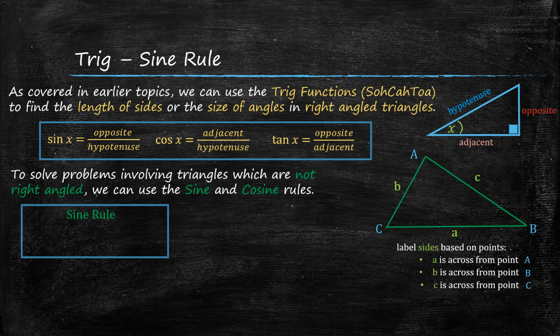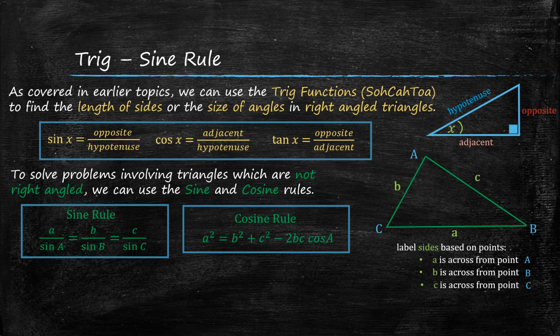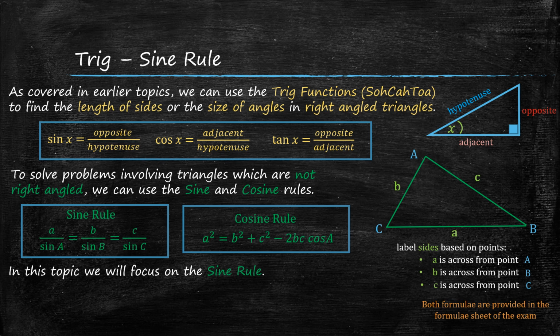Now the sine rule states that the ratio A over sine A is equal to B over sine B, which is equal to C over sine C. The cosine rule states that A squared is equal to B squared plus C squared minus 2BC cos angle A. Both of these formulas are provided in the formula sheet of the exam, so there is no need to memorize them. In this topic we will focus on the sine rule.